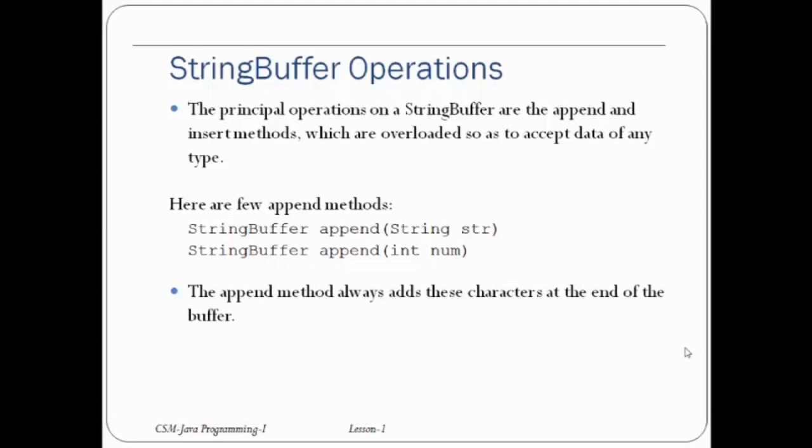So here are few append methods. So you can see string buffer append is taking string as a parameter, and then again we are having another method which is taking an integer int num. So you can append an integer, you can append a string, or you can append any other data type as well. Append method always adds these characters at the end of the buffer. So whatever the string buffer you are having, it will append a character at the end of that.